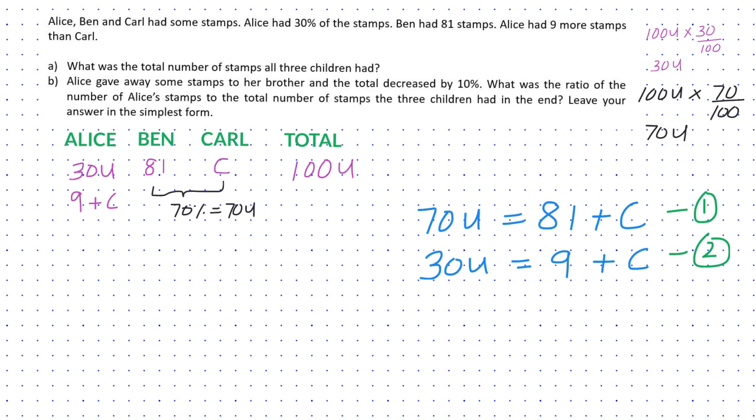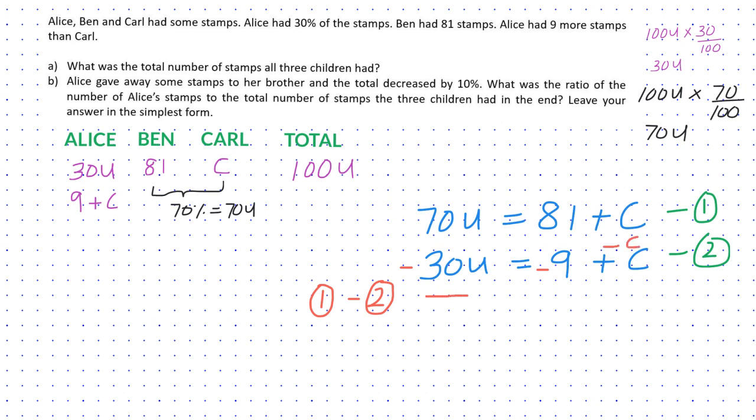To elaborate, why I choose to minus equation 2 from equation 1 to get rid of the C's is because if you look at the units here, we can see that 70 units is larger than 30 units. And if you look at the number here, 81 is larger than 9. So when we minus equation 2 from equation 1, we get a positive answer. So we will now minus equation 2 from equation 1. This becomes minus 30 units, this becomes minus 9, and this becomes minus C.